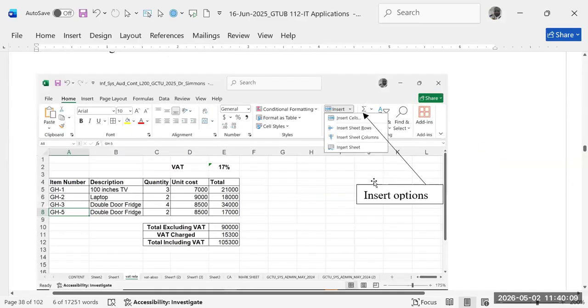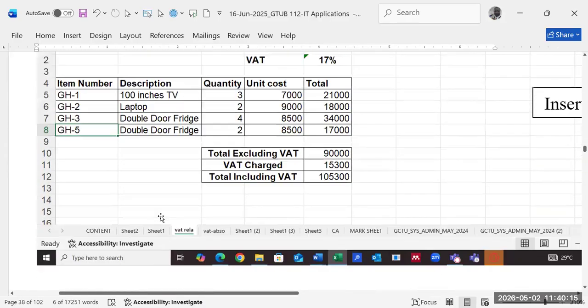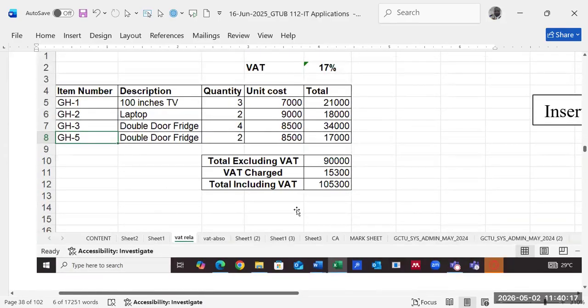I want to check if there's any. Good. So let's see here.